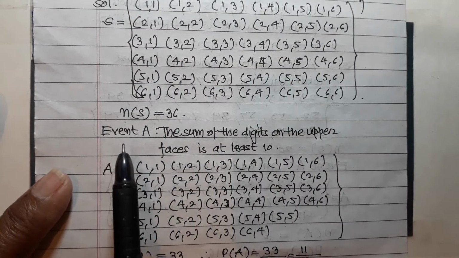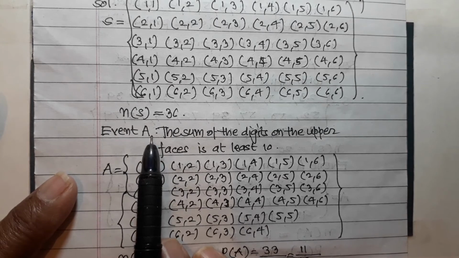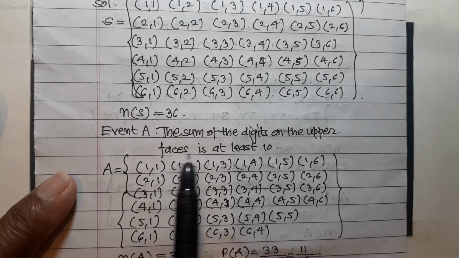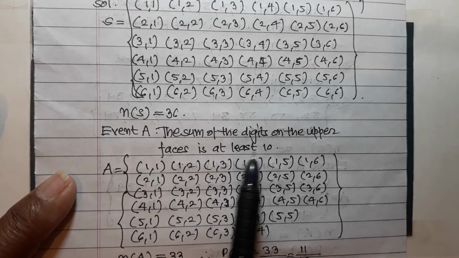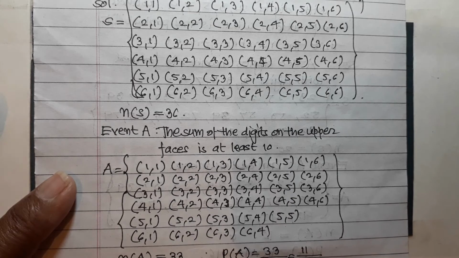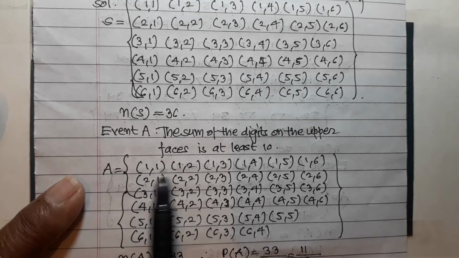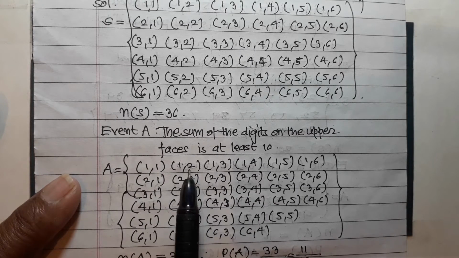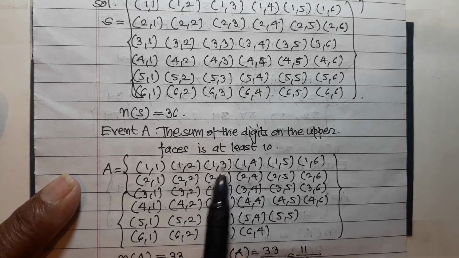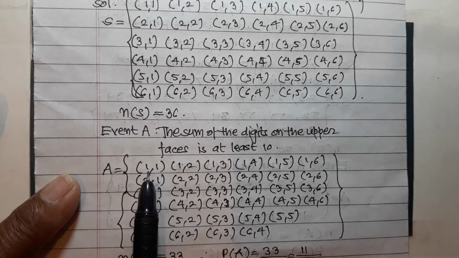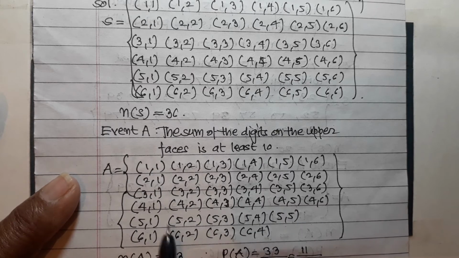Then some events are given. Event A: the sum of the digits on the upper faces is at least 10. So sum is equal to 10 or more. So 1 1, 1 2, 1 plus 1 is 2, 1 plus 2 is 3. So all these are sample points where the sum is at least 10.